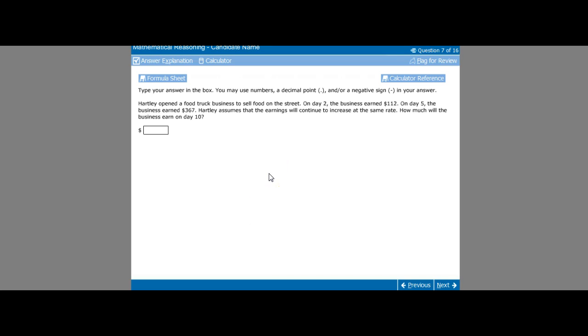So Hartley opened a food truck business to sell food on the street. On day 2, the business earned $112. On day 5, the business earned $367. Hartley assumes that the earnings will continue to increase at the same rate. How much will the business earn on day 10?